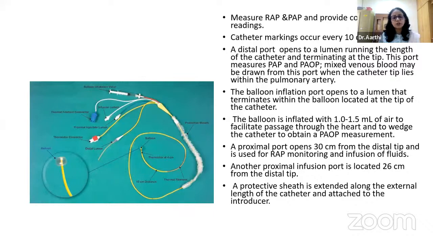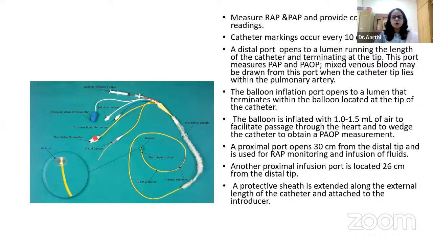So just to refresh the knowledge about the basics of pulmonary artery catheters, it is 110 centimeters long. The catheter markings occur every 10 centimeters, so that the length of the catheter is identified easily. There is a distal port which opens to a lumen running the length of the catheter, terminating at the tip. This port measures the pulmonary artery pressures or pulmonary artery occlusion pressure, and it is also utilized to sample mixed venous blood.